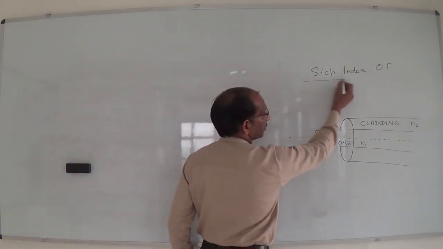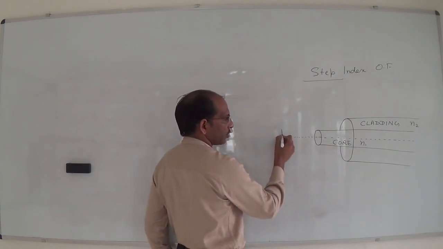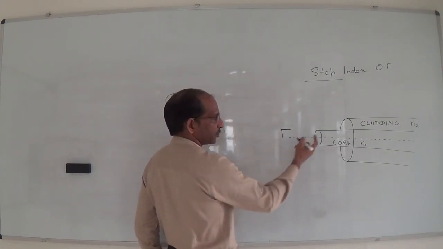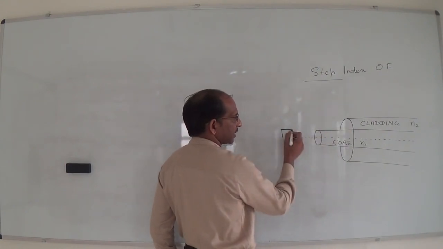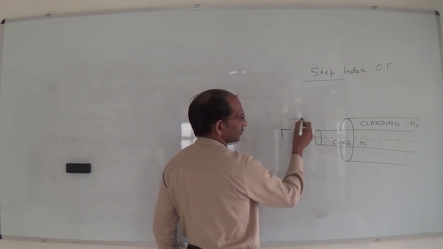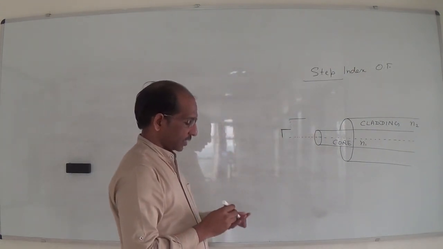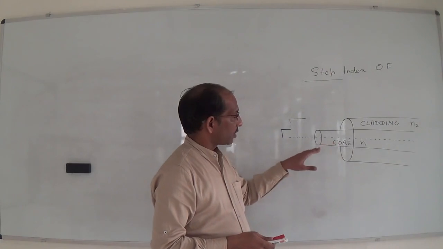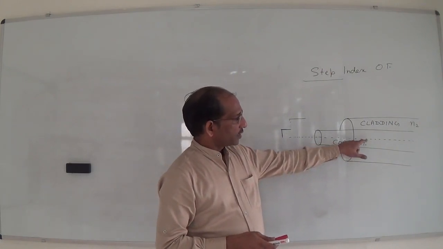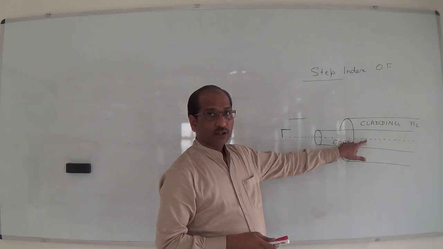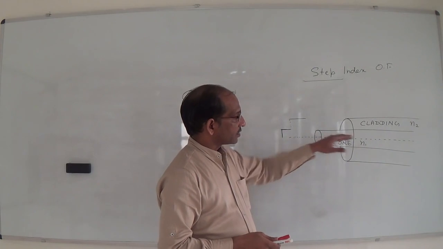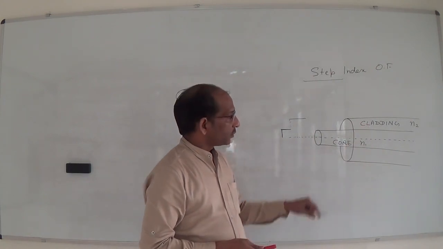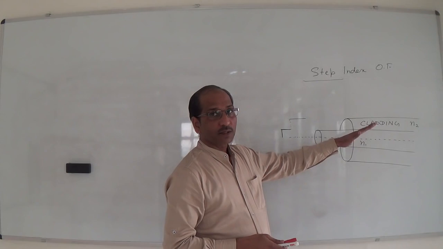So in step index optical fiber, the refractive index of the core remains constant up to the core cladding interface, and then abruptly changes at the core cladding interface. So the point is about the refractive index. The refractive index of the core material remains constant throughout the core. This is the central axis, so on both sides of it, upside and downside, the refractive index is n1. But when it reaches the cladding, it abruptly changes.